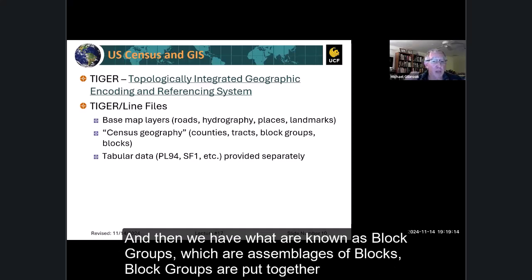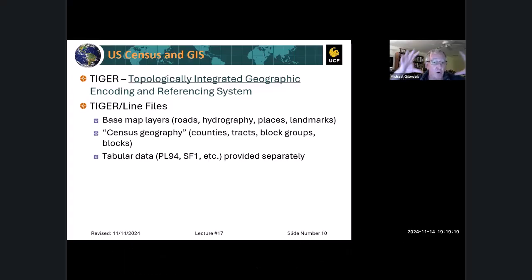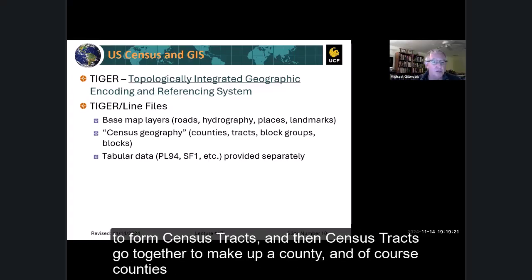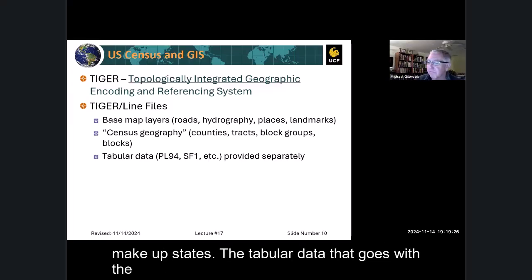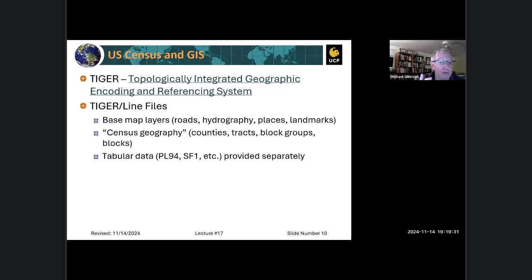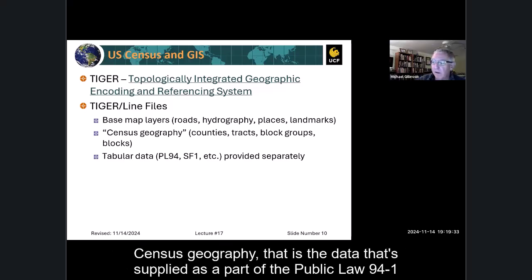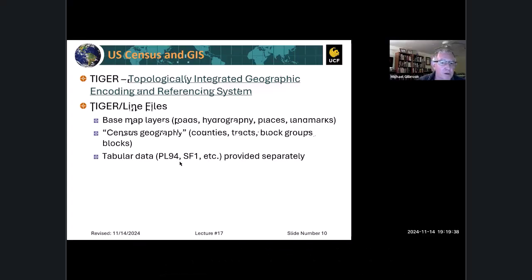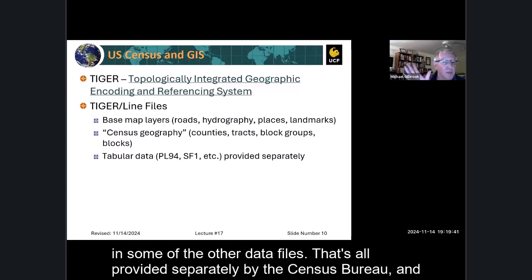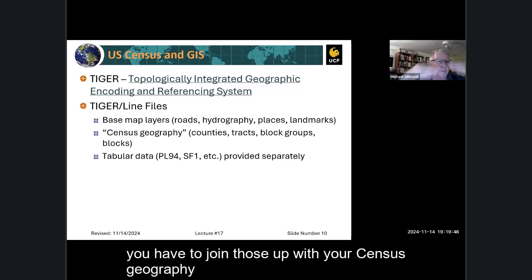And then we have what are known as block groups, which are assemblages of blocks. Block groups are put together to form census tracts. And then census tracts go together to make up a county. And of course, counties make up states. The tabular data that goes with the census geography, that is the data that's supplied as a part of the Public Law 94-1 and some of the other data files. That's all provided separately by the Census Bureau, and you have to join those up with your census geography later.